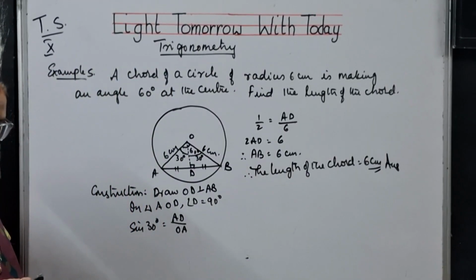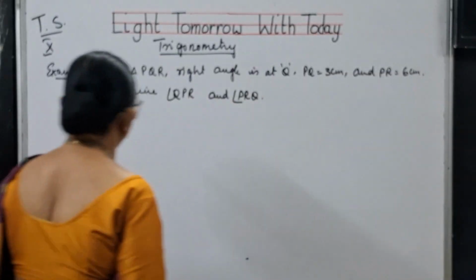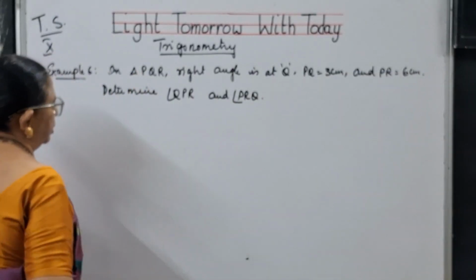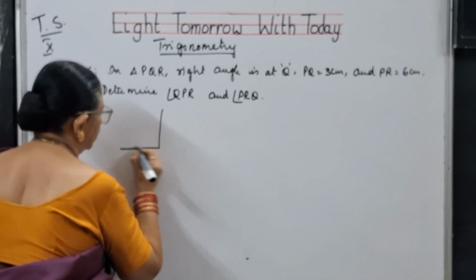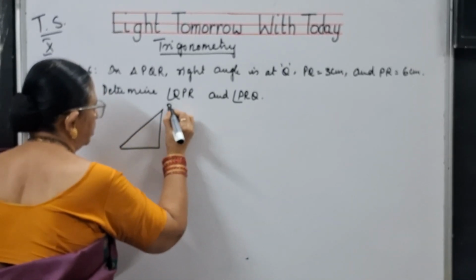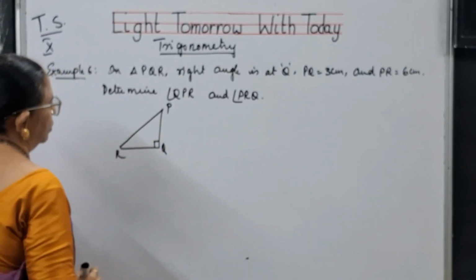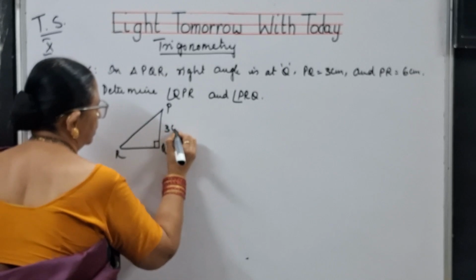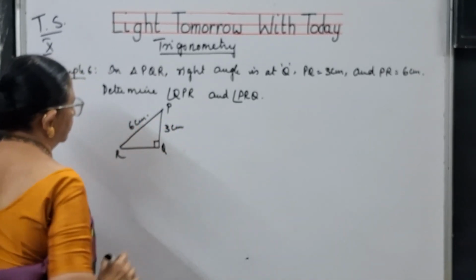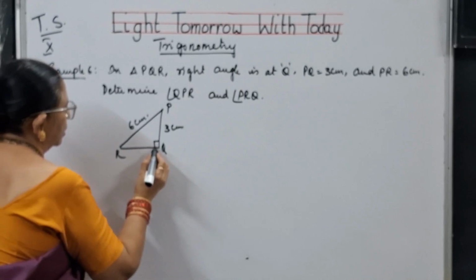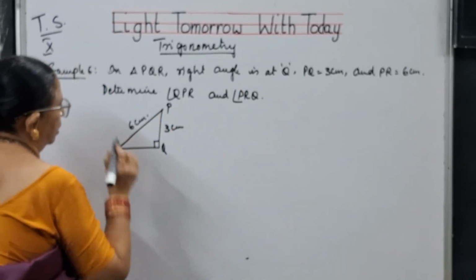Example 5 it is. Now example 6, children. Triangle PQR, right angled at Q. You have got triangle PQR, right angled at Q. PQ is 3 centimeters, PR is 6 centimeters. So what is angle QPR? What is angle QPR?